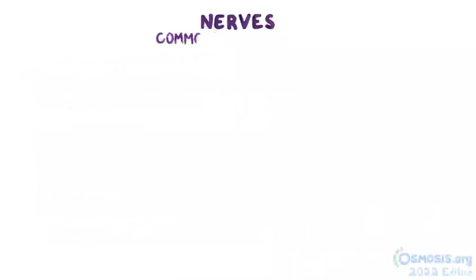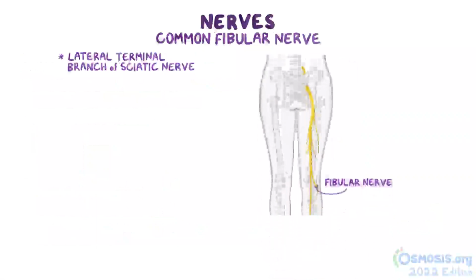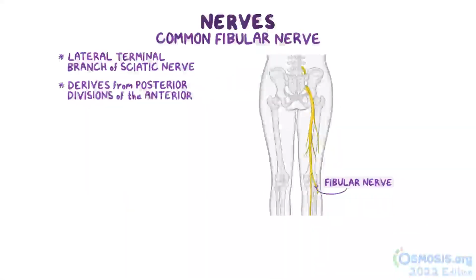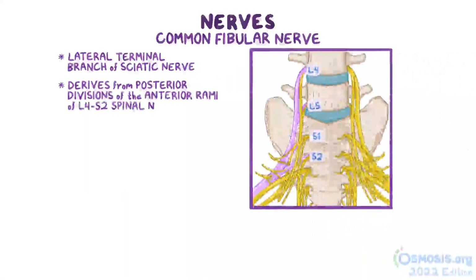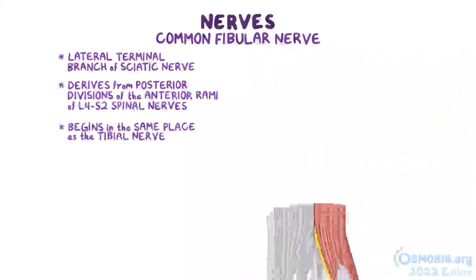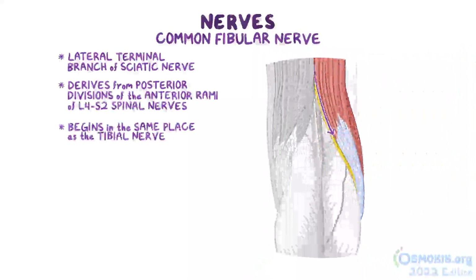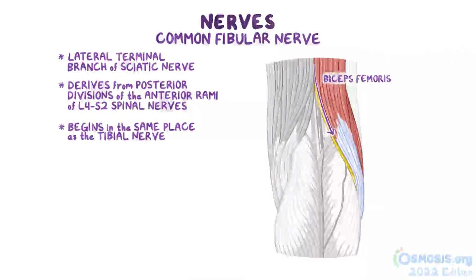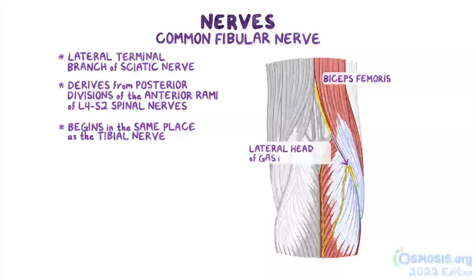Now let's look at the common fibular nerve, which is the lateral terminal branch of the sciatic nerve, and derives from the posterior divisions of the anterior rami of the L4 to S2 spinal nerves. It begins in the same place as the tibial nerve, and it follows closely to the medial border of the biceps femoris and its tendon along the superolateral boundary of the fossa. It then leaves the fossa, passing superficial to the lateral head of the gastrocnemius.